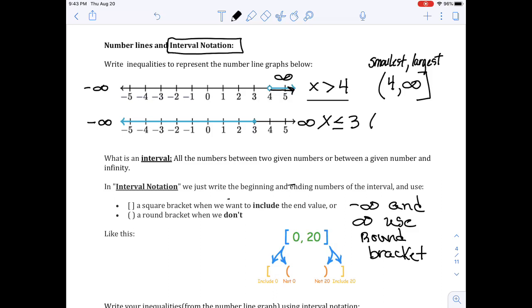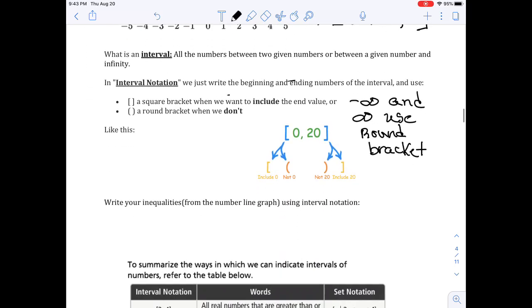So here, the smallest number is negative infinity. And we always use a round bracket or a parentheses around negative infinity. And so the graph represented in that teal is negative infinity up to 3. We include 3, so a square bracket when we want to include the end value. And so now we have inequality notation and we have interval notation.